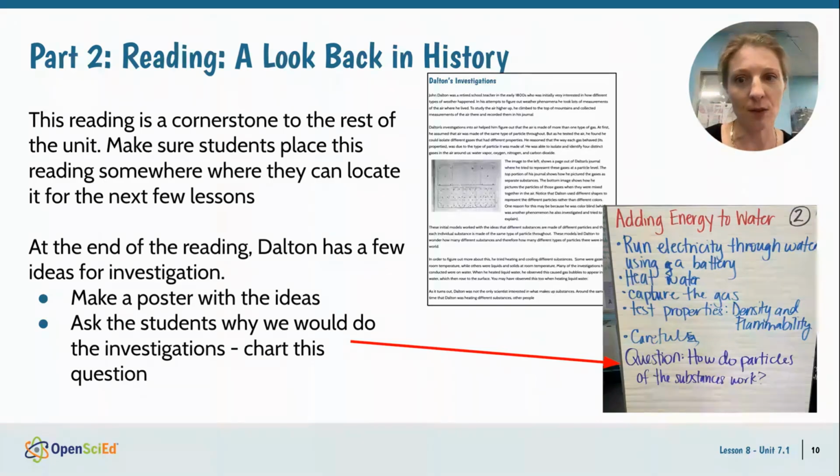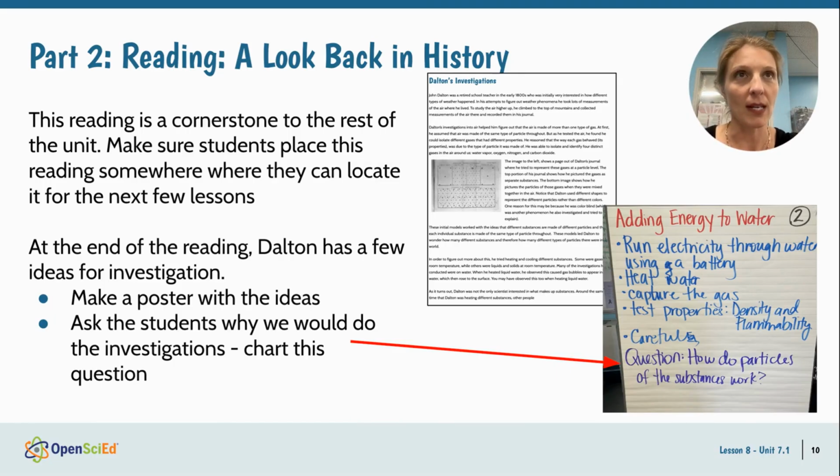At the end of the reading, the students figure out that Dalton did a lot of investigations, and that by maybe doing the investigations that Dalton did, we might be able to figure out more about what the particles are doing. So it's really important that at the end of this lesson, you're making a poster. Pictured below is a sample of what my posters look like. You're going to title it Adding Energy to Water, and there are directions on how to do this in the teacher guide. You're going to write down the different investigations that the students want to do. So that's going to be running electricity through water with a battery and heating water.